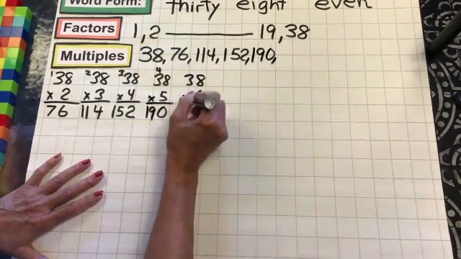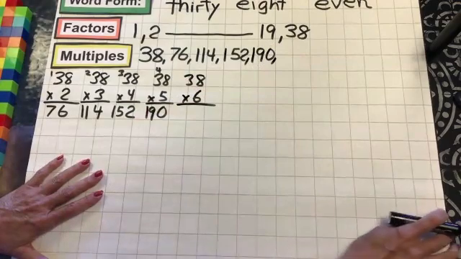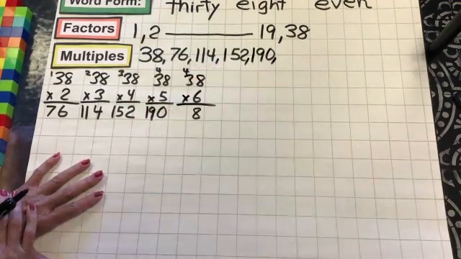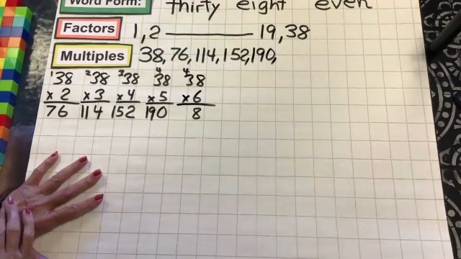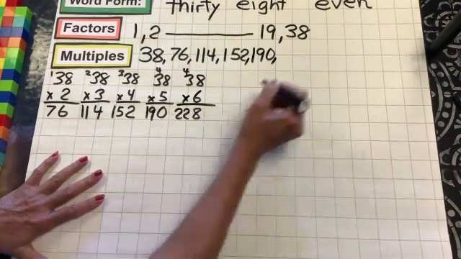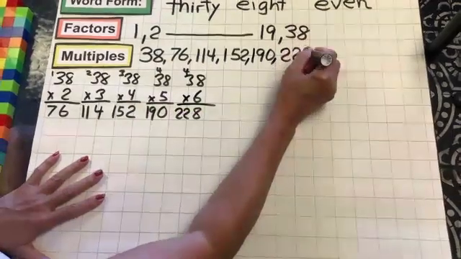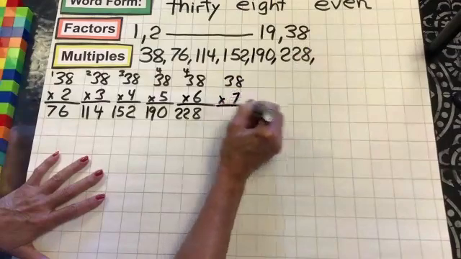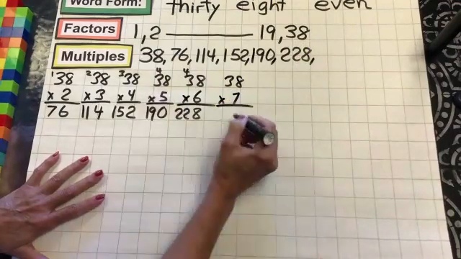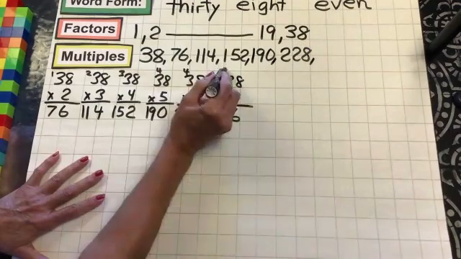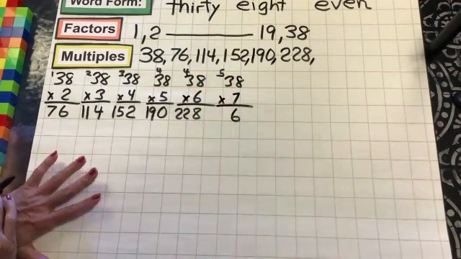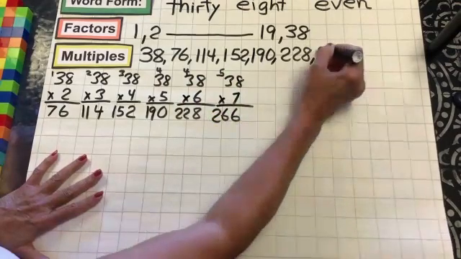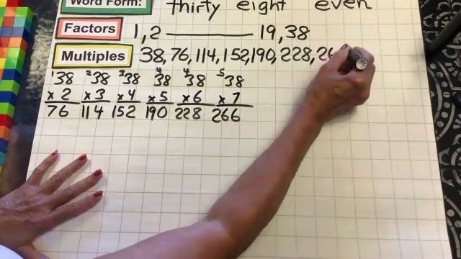38 times 6. 6 times 8 is 48. Drop the 8, carry the 4. 6 times 3 is 18 plus 4 is 22. 228. 38 times 7. 7 times 8 is 56. Drop the 6, carry the 5. 7 times 3 is 21 plus 5 is 26. 266.